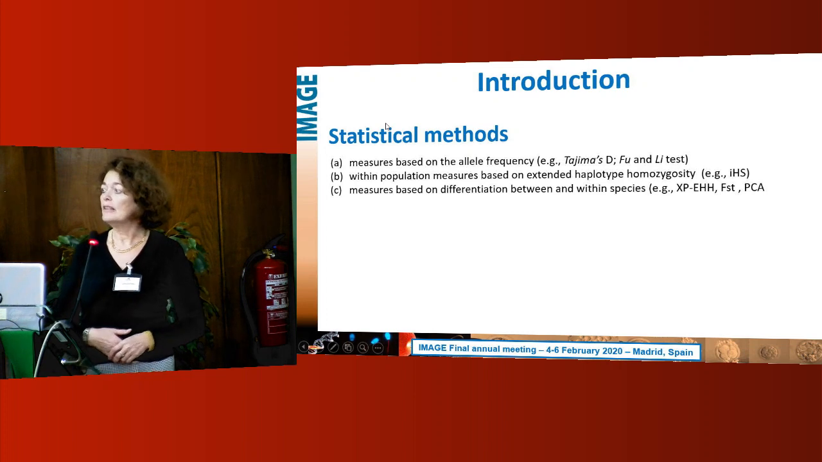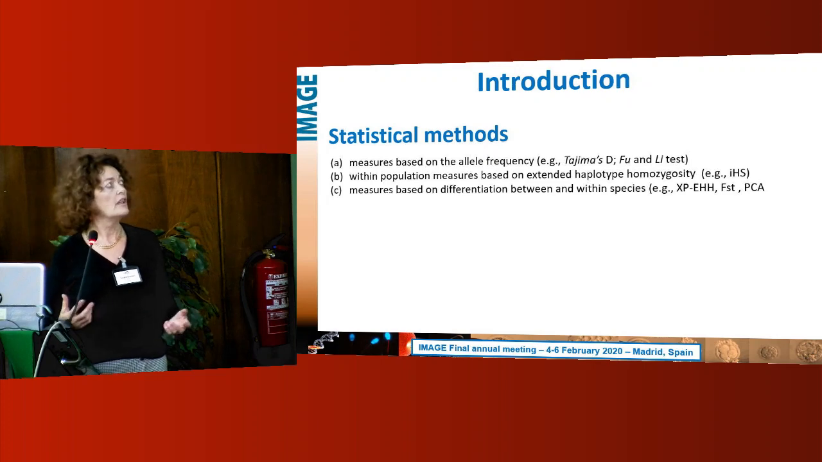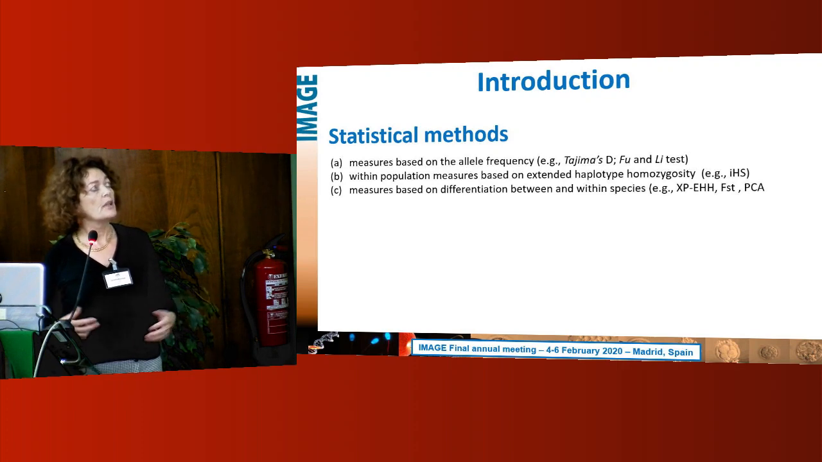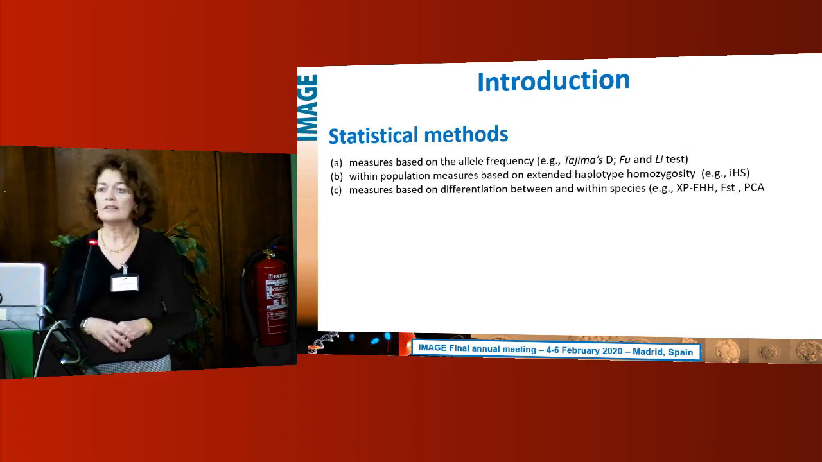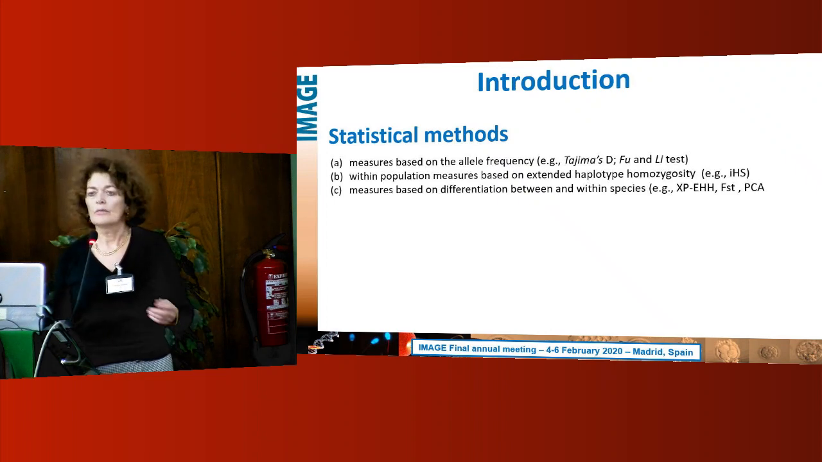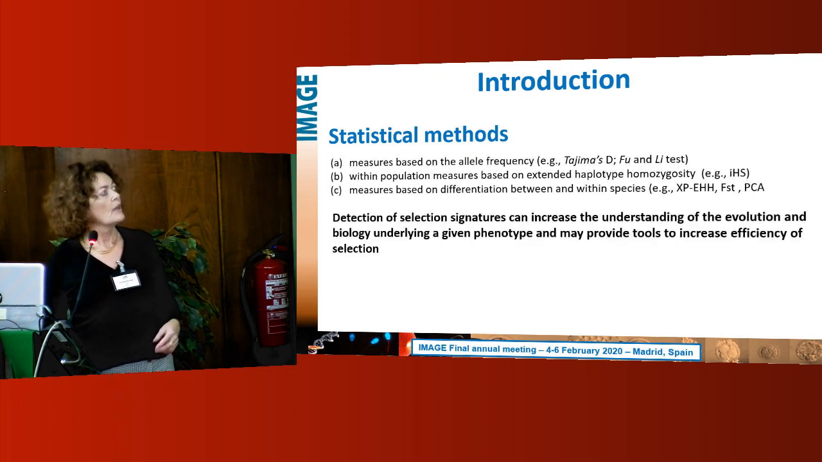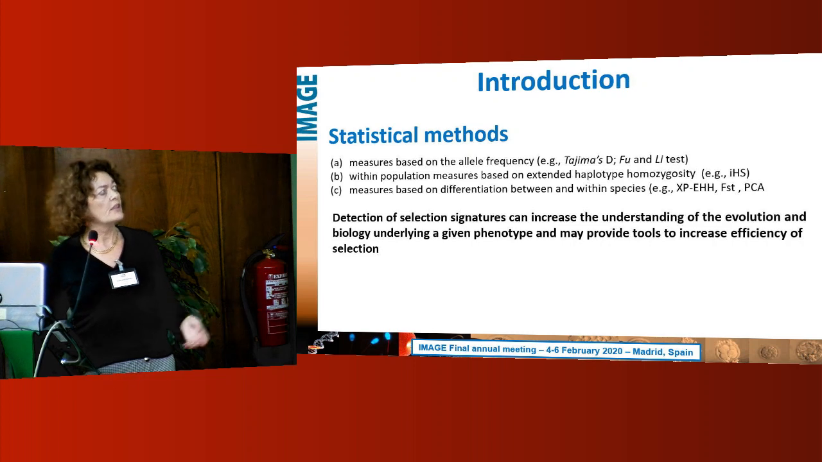Many statistical methods have been developed in the last years, and we can summarize them in three groups: mostly measures based on allele frequency changes within population, measures based on extended haplotype homozygosity, or measures based on differentiation between and within species. This is not the place to talk about these different methods, but just to say that they are there, and we will use one of those also. So detection of selection signatures can increase the understanding of the evolution and biology underlying a given phenotype, and may provide tools to increase the efficiency of selection. This is the tool.